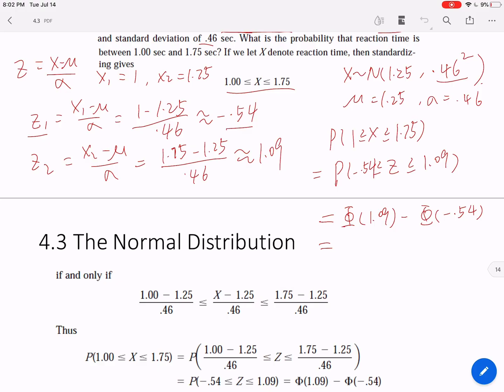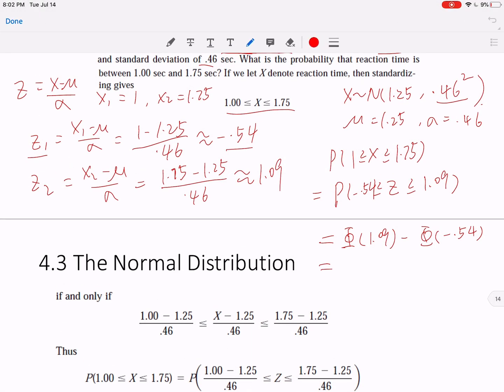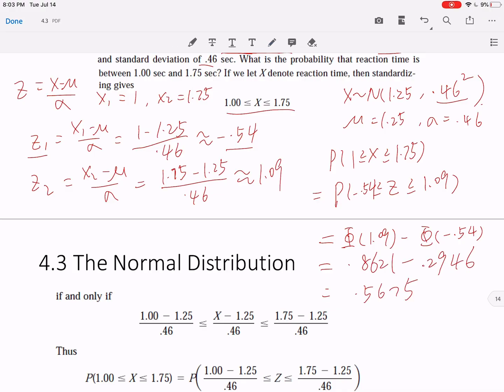So this would be equal to phi of 1.09, which is 0.8621, minus phi of negative 0.54, which is 0.2946, and this would be equal to 0.5675. That's just how to find the probability of this interval.